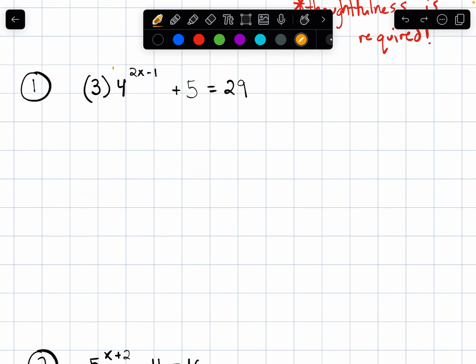So first thing, I see this power, and I realize it's not isolated. So I'm going to try to isolate this. So we're going to go ahead and subtract 5 on both sides. That's going to give me 3 times 4 to the 2x minus 1 equals 24. I then need to isolate my power still, so we're going to divide by 3. And now we know that 4 to the 2x minus 1 equals 8.